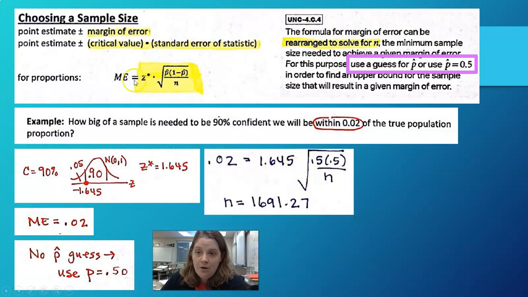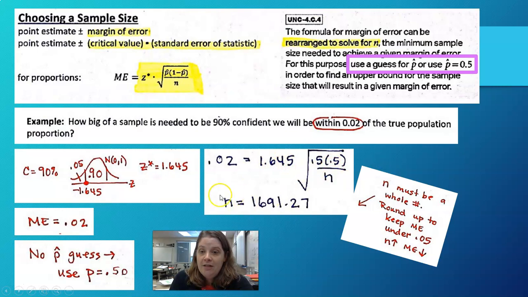So I'm going to set this up. Margin of error is 2% equals 1.645, that is my z-score, times the square root of p hat times 1 minus p hat over n. In this case, that's going to be 50% times 50% over n. When I solve this, and again, you could use that solve in your calculator for this if you wanted to, or algebra, I get 1691.2.